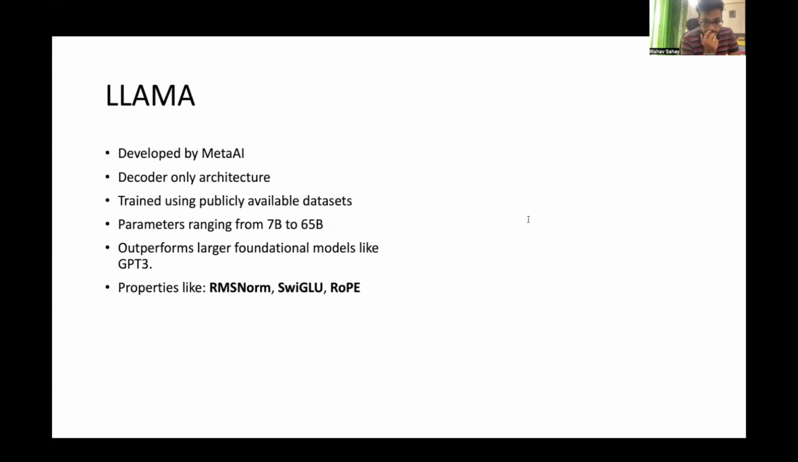Despite its smaller parameter range compared to larger foundation models like GPT-3, Llama demonstrates superior performance in certain tasks. This achievement highlights its efficiency and effectiveness in generating high quality outputs. Llama incorporates innovative properties such as RMS norm for stability, SwiGLU activation functions for improved computation, and RoPE, which is rotary positional embeddings for accurate context handling. These features contribute to its robust performance across different natural language processing tasks.